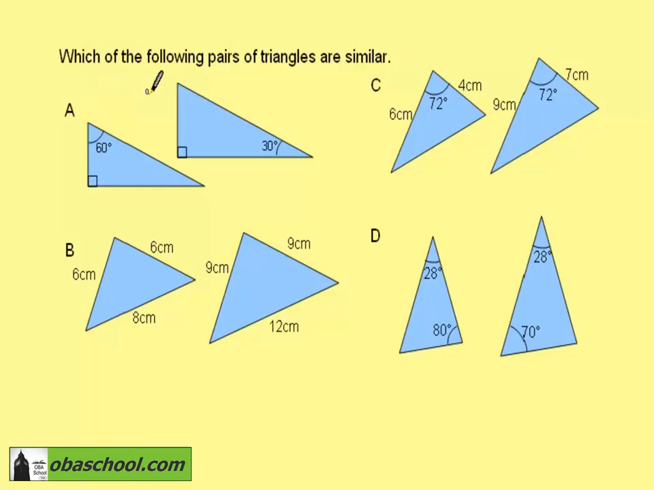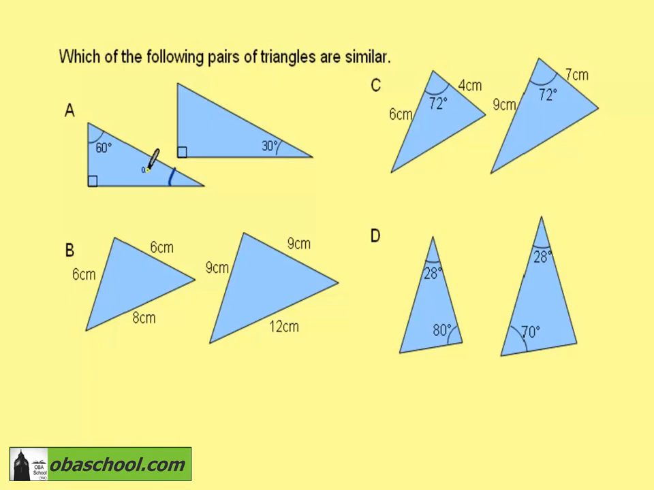Which of the following pairs of triangles are similar? Consider this pair. If we look at this triangle, we have a right angle and 60 degrees.